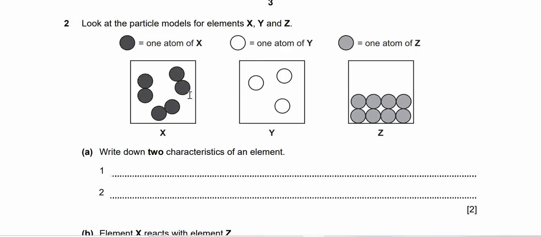Let's move on. Here we go, question 2. Look at the particle model for elements x, y, z. Look at the diagram carefully. A black dot is one atom of x, a white dot is one atom of y, and a gray dot is one atom of z. And write down two characteristics of an element. 10 seconds from now.